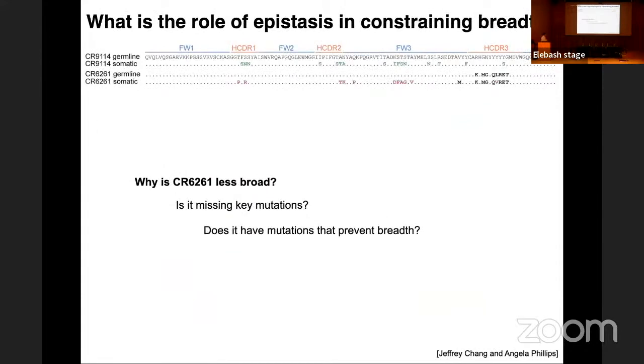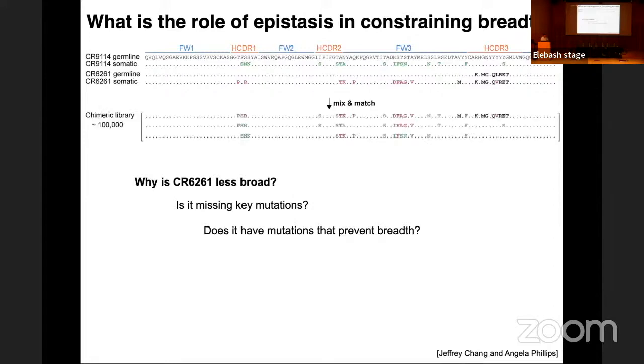There are some obvious follow-up questions that we're working on now. One obvious question is, why is this antibody less broad? Is it because it's missing key mutations, or has it gone down some path that prevents it from acquiring additional breadth? And so we're working on that using the same kind of approach, mix and match chimeric libraries, and exploring this now larger sequence space spanning the mutations involved in both antibodies.